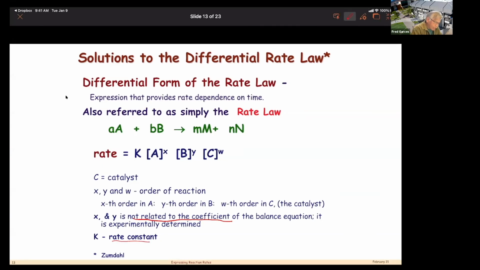The rate constant has the unit so that when you multiply all of these together, the units of all of these together is equal to the units of rate. And remember, the unit of rate is molarity per time. If the time is in seconds, then it's molarity per second. If the time is hours, it's molarity per hour. So when you multiply all these values together, then you have the same unit as the rate. And that'll be clear when we do some examples.